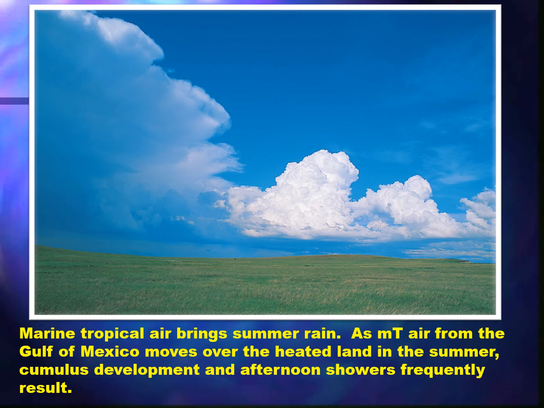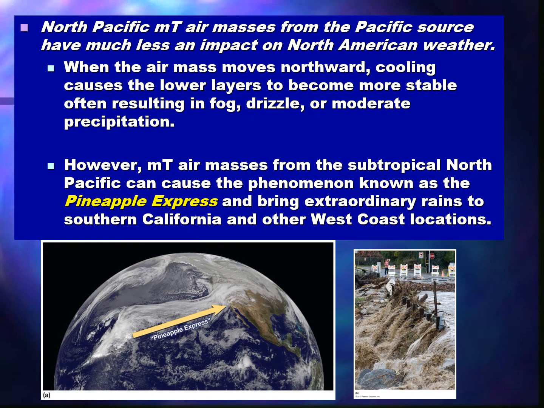Okay, so maritime tropical air bringing summer rain. So from the Gulf of Mexico, in the summer, that maritime tropical air mass can move pretty far north. And again, this can bring afternoon thunderstorms pretty often. Okay, so North Pacific maritime tropical air masses from the Pacific source. We kind of mentioned this before. This slide is discussing the Pineapple Express again. We've covered that already. You know what's new though? That image there on the bottom right shows some severe flooding going on in Southern California, something they're not necessarily used to all the time, and that has been brought to them from the Pineapple Express.